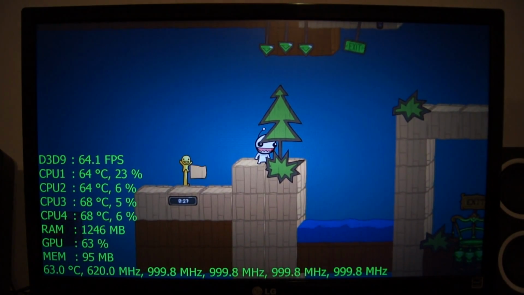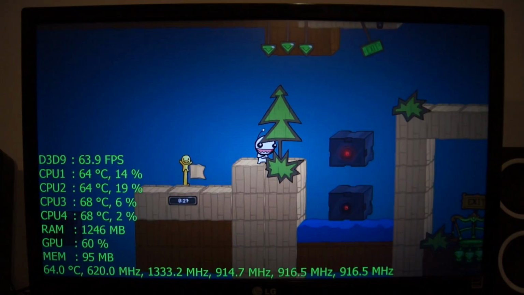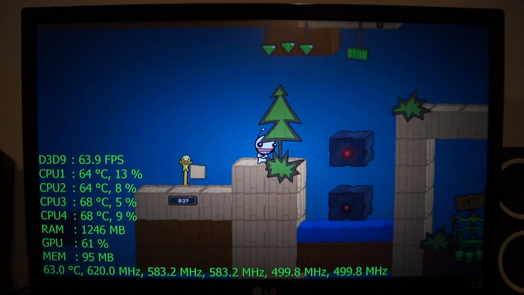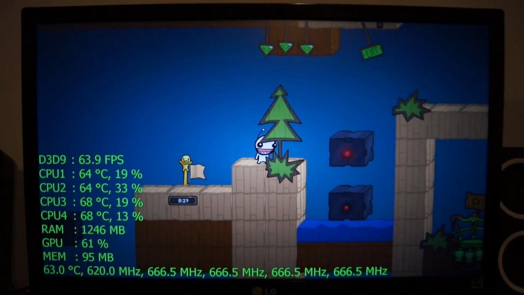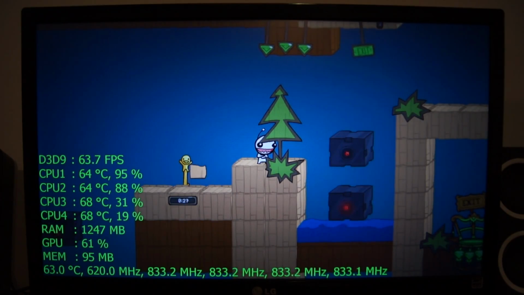It's really good. So CPU core temperatures are really low. CPU usage is incredibly low. I don't even know how it's that low, but it is. System memory is 1200 megabytes. Pretty good. GPU usage is low as well. Video memory is less than 100 megabytes.